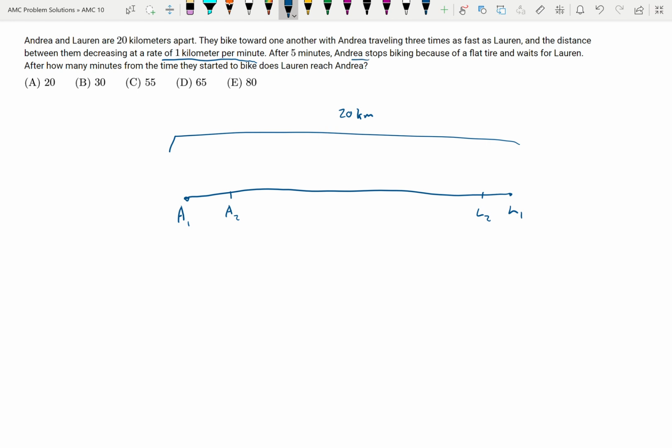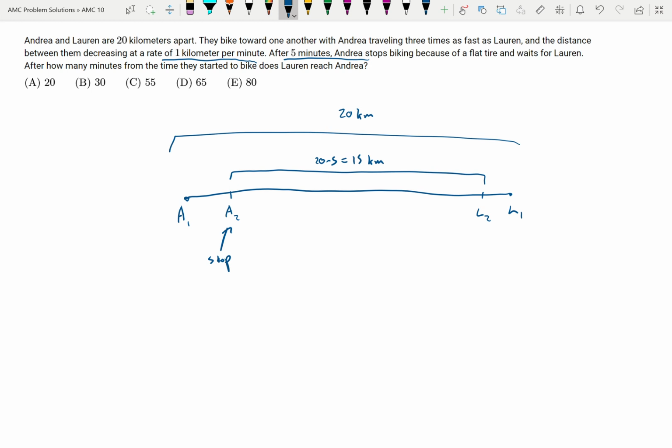And after 5 minutes, that's when Andrea stops biking. So this is when Andrea has stopped. And let's just say L2 is where Lauren is when Andrea stops. So since the rate between them decreases at a kilometer per minute and they go 5 minutes, then this distance has to be 20 minus 5 kilometers, which is 15 kilometers. So when Andrea stops, they're 15 kilometers apart.